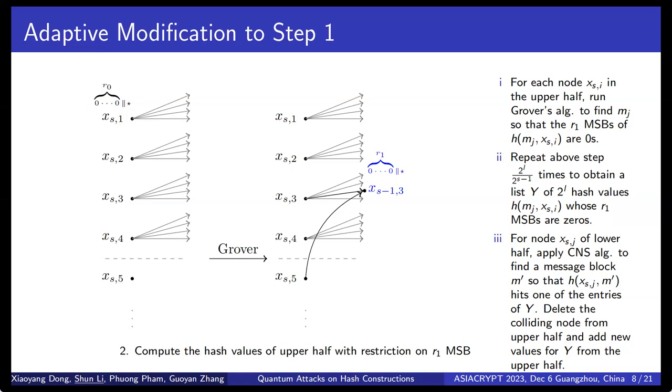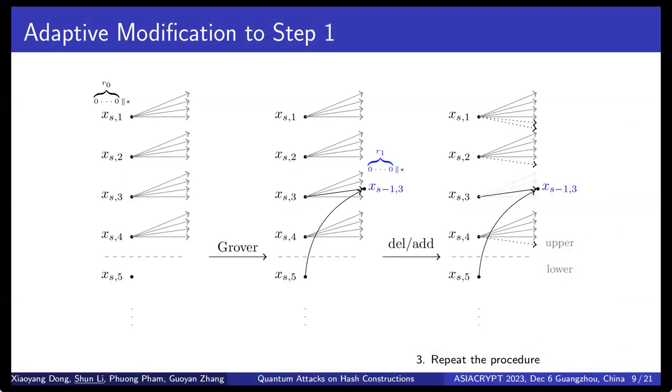Then for each node belonging to the lower half, we apply a collision finding algorithm to find a message block m' so that the hash value hits one of the entries of Y, and delete the colliding node from the upper half. After that, we add new values to Y from the upper half to maintain the size of Y to be 2^L again. Then we repeat the procedure to make all nodes in the upper half and lower half paired, so that the first layer could be built. And we repeat the procedure layer by layer until a root node, then a diamond could be built.